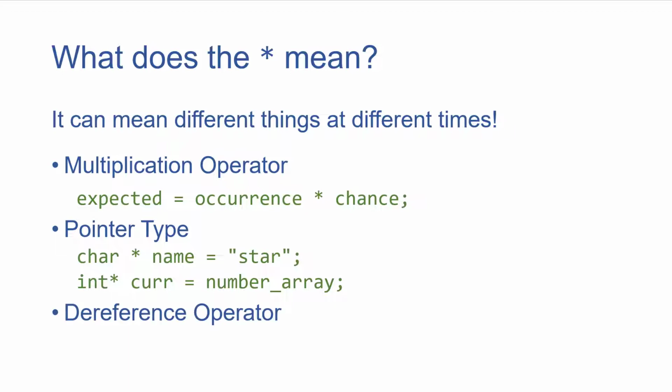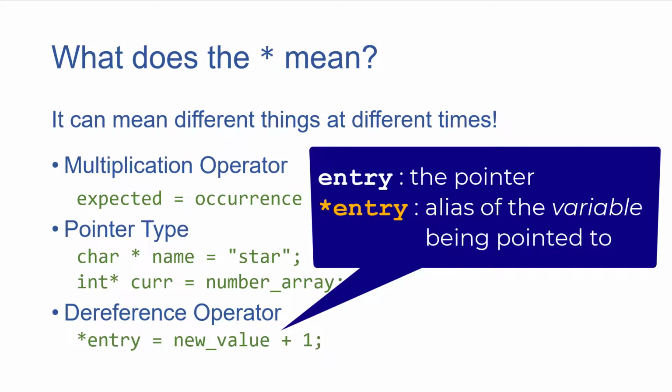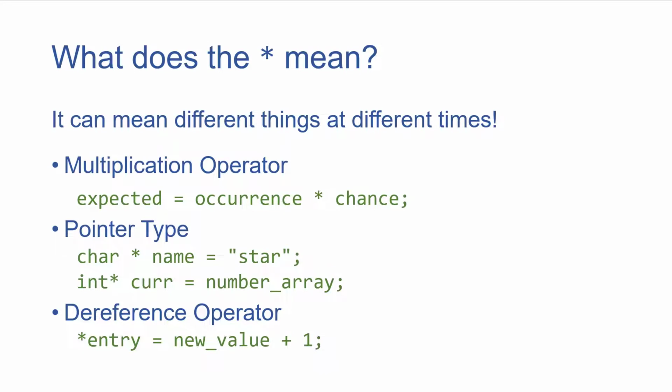And then finally, the asterisk or splat can be used as the dereference operator, which is what gives you an alias from a pointer name. So here entry, we're going to assume was declared as a pointer at some point. And here we're not assigning the pointer, but we're assigning to the variable the pointer is pointing to. The dereference operator gives us an alias of the variable the pointer is pointing to. And so in this case, we're adding one to whatever new value is and assigning that to whatever entry is pointing to. So 3 different cases where we're using the same character to mean completely different things.